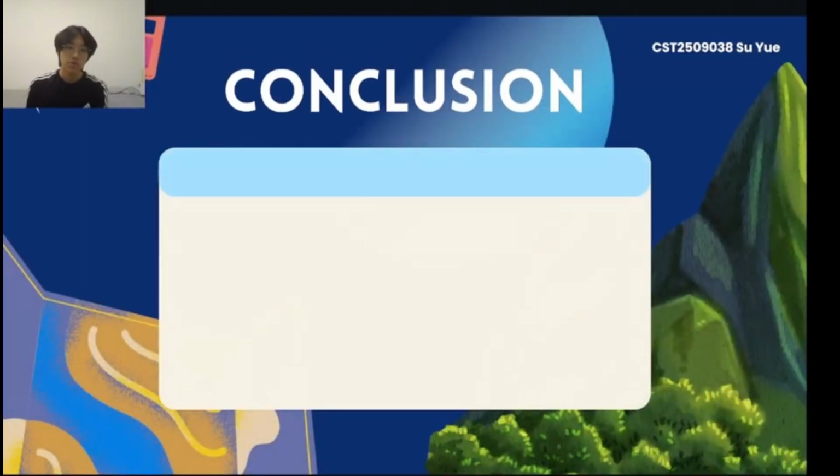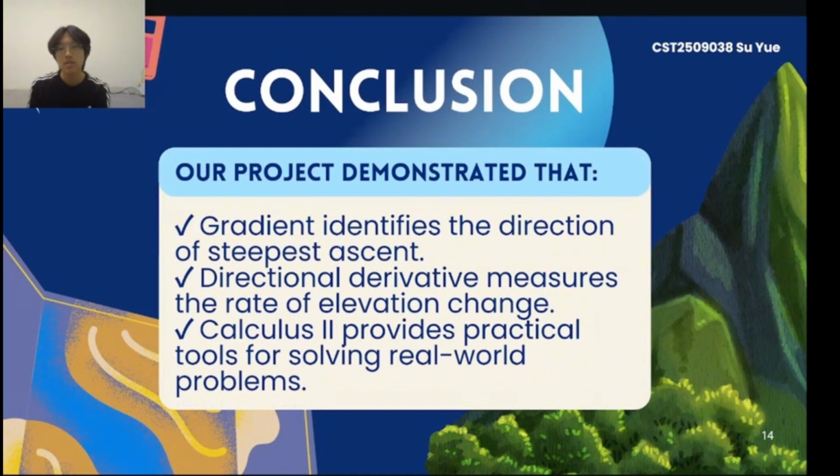In conclusion, our project demonstrates how Calculus 2 can be applied to solve a real-world problem. We learned that the gradient identifies the direction of the steepest ascent, while the directional derivative measures how rapidly the elevation changes in a chosen direction. More importantly, these concepts are widely used in hiking, rescue operations, drone navigation, and geographic information systems. Therefore, calculus is not only a mathematical theory, but also a practical tool for solving real-life challenges.